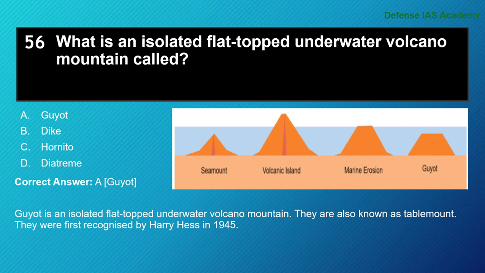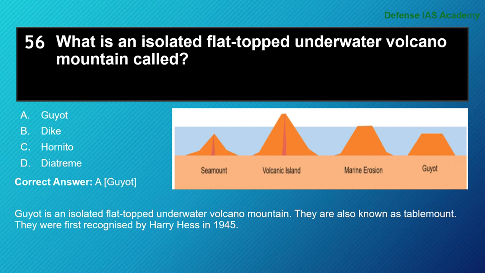Question 56. What is an isolated flat top underwater volcano mountain called? The answer is option A, Guyot. Guyot is an isolated flat topped underwater volcano mountain. You can very well see it in the picture. The right hand picture shows the Guyot. They are also called the Table Mount, and they were first recognized by Harry Hess in the year 1945.